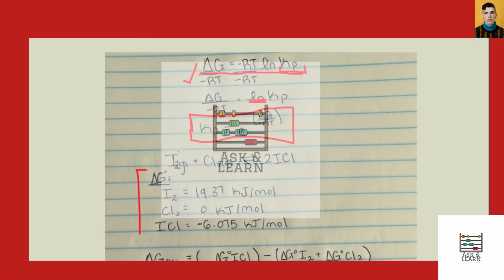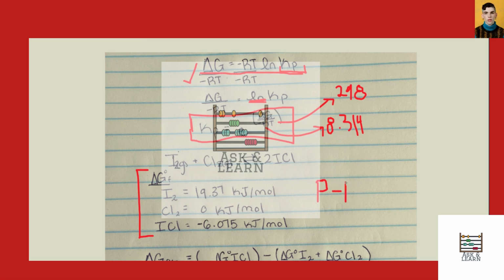And I put our delta G values here. So we know RT, we know R, which is the constant. It's 8.314, and temperature we're given as 298. So if we can find delta G, we'll be able to find Kp by plugging in values here and solving for Kp. So in order to solve for delta G, we're going to use our products minus reactants.